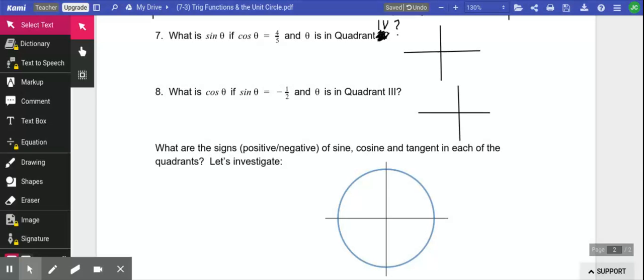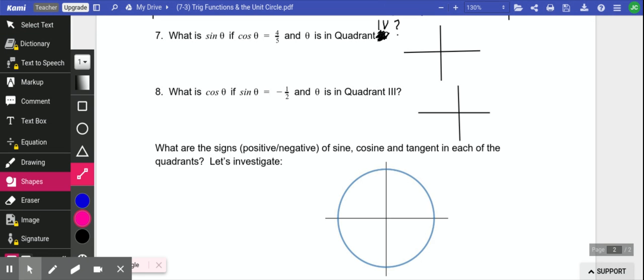All right, let's take a look at number 7. It's a little different problem, but it wants to know what's the sine of theta if cosine theta is 4/5 and theta is in quadrant 4. I had a little typo on my paper, but I fixed it on yours. All right, so the first thing we want to do is draw this thing.